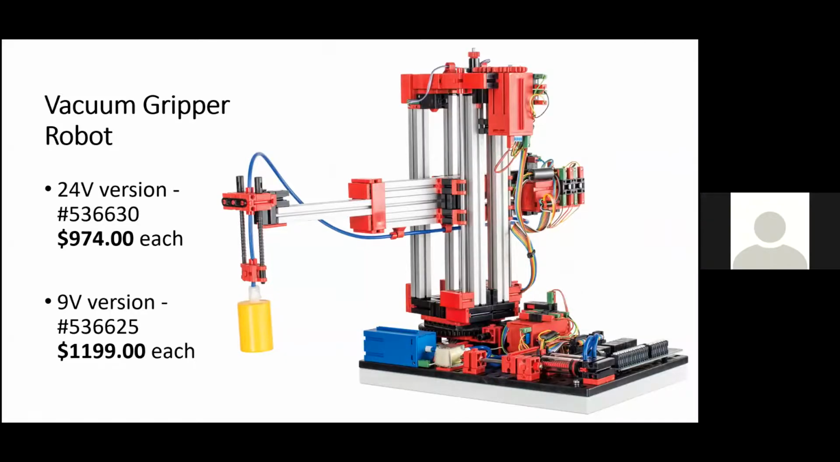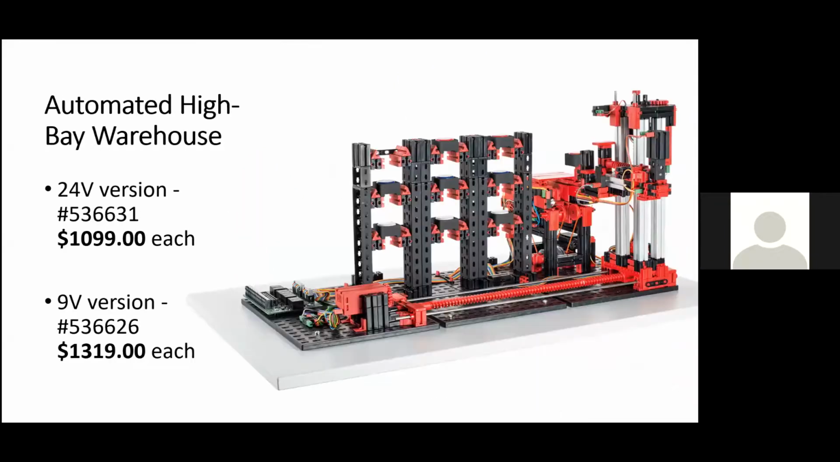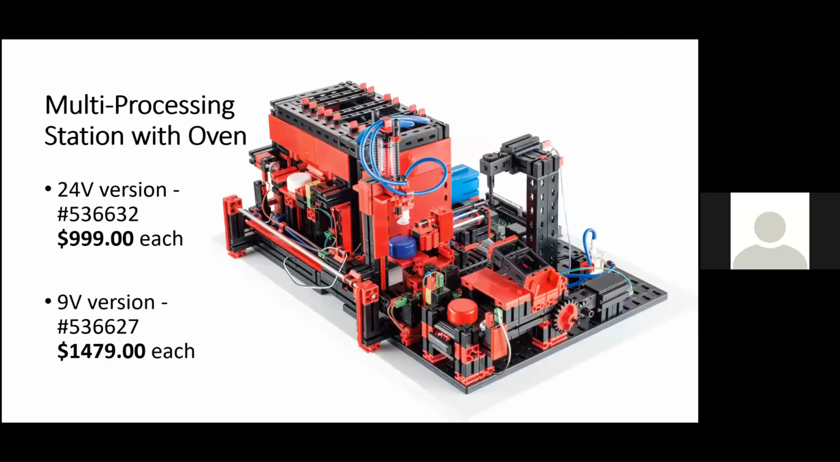First up, the vacuum gripper robot in the 24-volt version, you're looking at a cost of $974 per. In the 9-volt version, again with the TXT controller, you're looking at $1,199 per unit. The automated high bay warehouse, the 24-volt version is $1,099. The 9-volt version with the TXT controller is $1,319. The multi-processing station with oven in the 24-volt variation for use with PLC is $999. The 9-volt version with the TXT controller is $1,479.